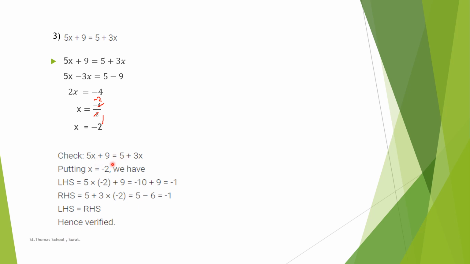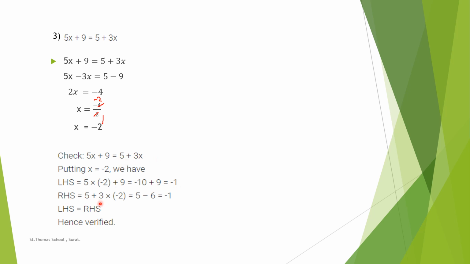Now you have to check. Write the question once again. Putting x is equal to minus 2. So LHS here 5x plus 9. So 5 into minus 2 plus 9 is equal to 5 twos are 10 minus sign. So minus 10 plus 9. One is positive number, one is negative number. You have to subtract. So 10 minus 9, that is 1. And put greater number sign. Here 10 is greater and sign is here minus. So minus 1.